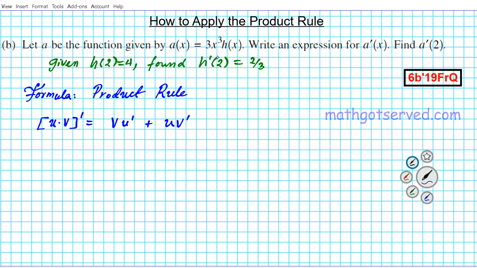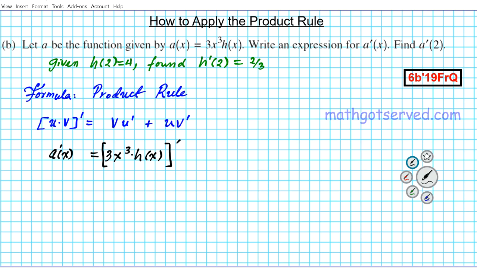So let's apply it to this particular function that we're dealing with. A of x is equal to 3x to the third times h of x. Now, how do we know that this is a product rule problem? Well, you notice a of x is a product of 2 functions, the cubic monomial 3x to the third and the function h of x. Okay, so if we're looking for the derivative a prime of x, we're going to have to differentiate the product of these 2 functions.